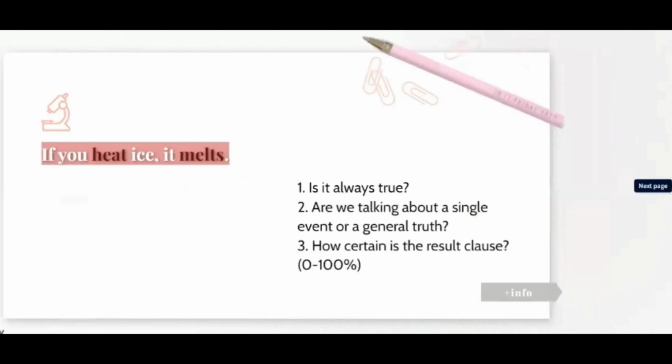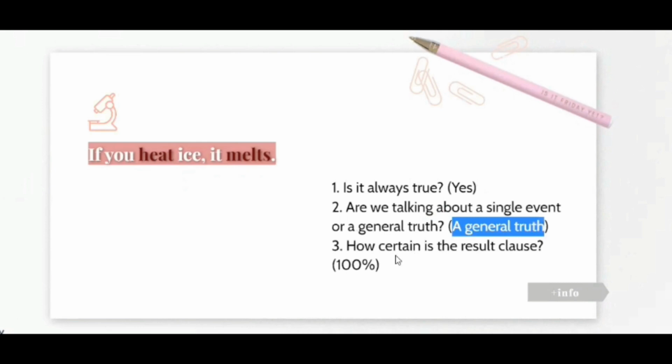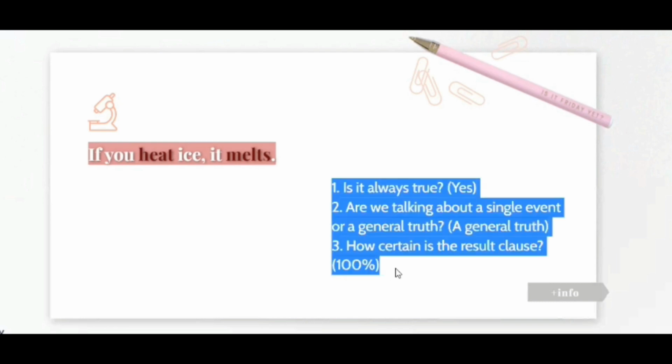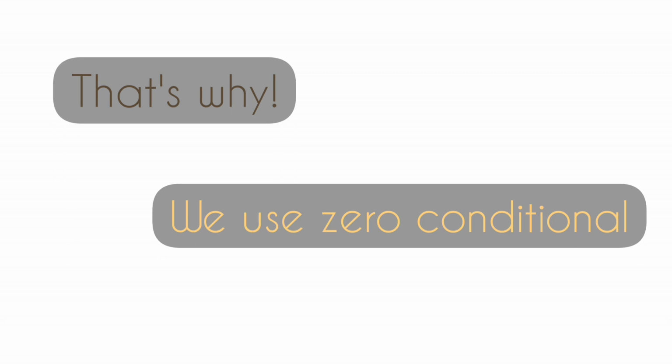The important questions to ask here: is it always true when we use zero conditional? The answer is yes. And are we talking about general truth? We are talking about general truth. How certain is the result when we use zero conditional? We could say that it's up to 100%. So when we heat the ice, 100% the ice will melt. That's why we use zero conditional. It's a fact, it's a general truth.